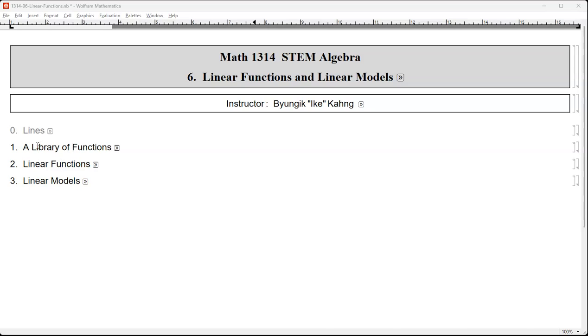One final comment, I have an optional section 0 about lines, but that's reproduced from section 4. But even in section 4 it was a review from elementary algebra and intermediate algebra. So if you need, you can review those, but here I'll assume everybody knows everything about lines.